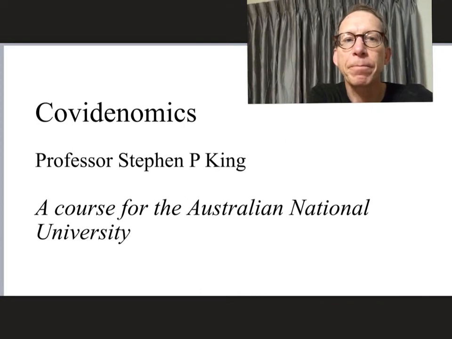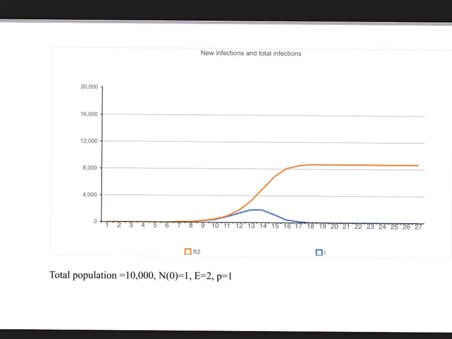Hope you enjoy. We're going to have some running examples in this video. In each case, the total population is going to be 10,000. We're going to start with one person being infected. We're going to have a gamma equals 1. In other words, our period of time here is going to be the length of time it takes for an infected person to recover or to die and to no longer be infected.